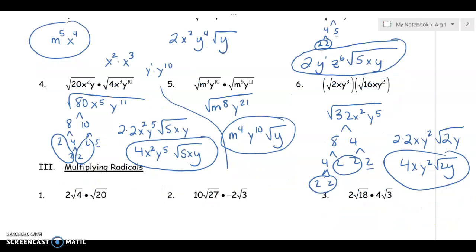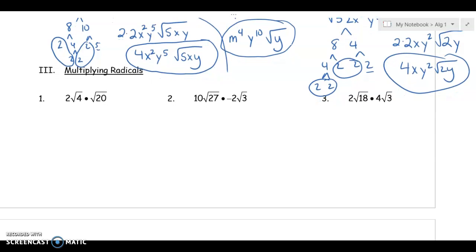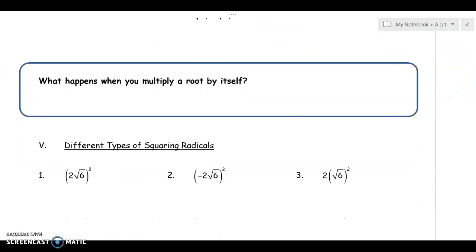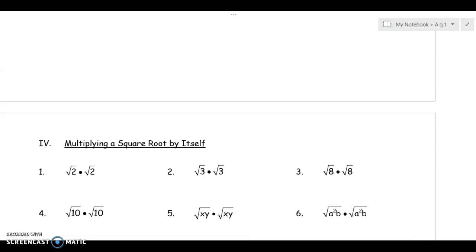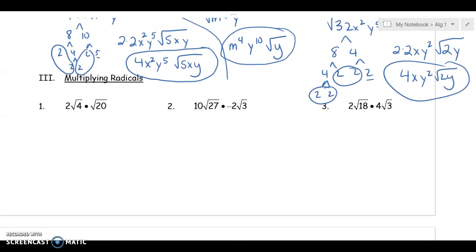All right. Multiplying radicals, we did this the other day, and then we'll get into some of these squaring radicals. That'll be kind of new. So for multiplying radicals, remember you multiply the outside number with the outside number, inside number with the inside number. So like for number 1, the outside number here technically is a 1. 2 times 1 is 2.